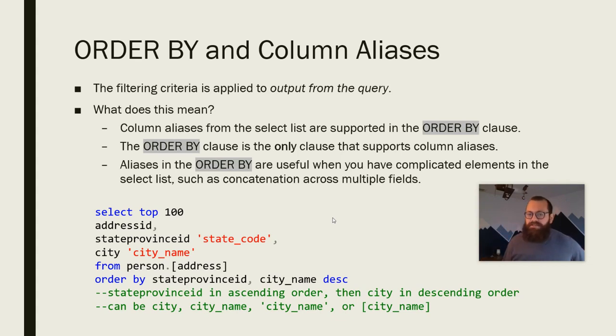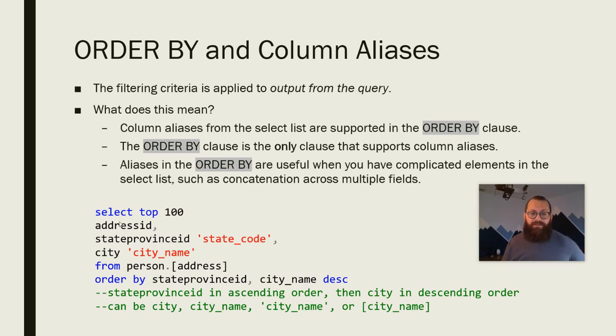Such as concatenation across multiple fields. So an item in your select list, with all the examples we've been working with, they're just fields typically, but you can ultimately modify an element in the select list by pulling together values from different fields, etc.